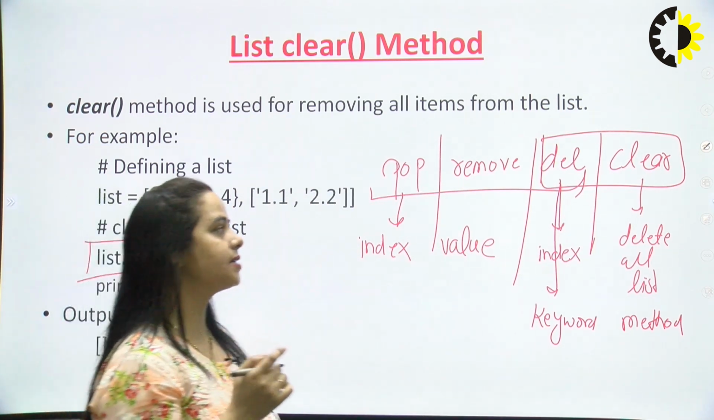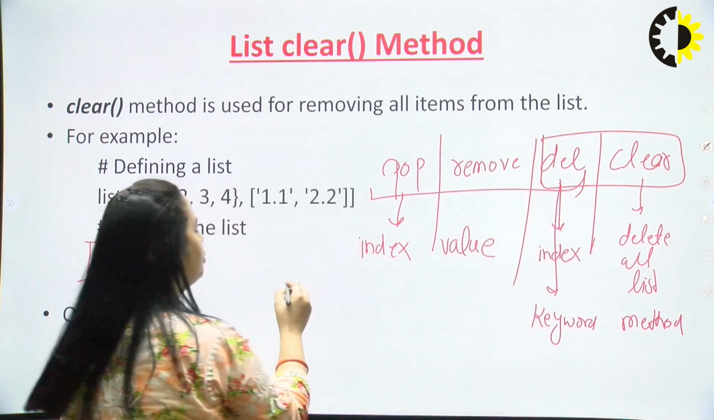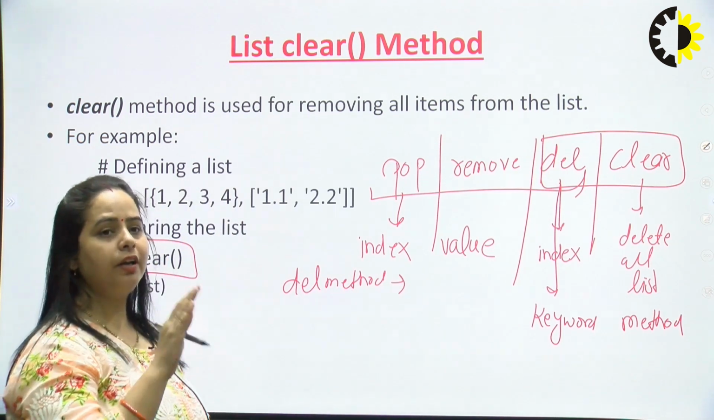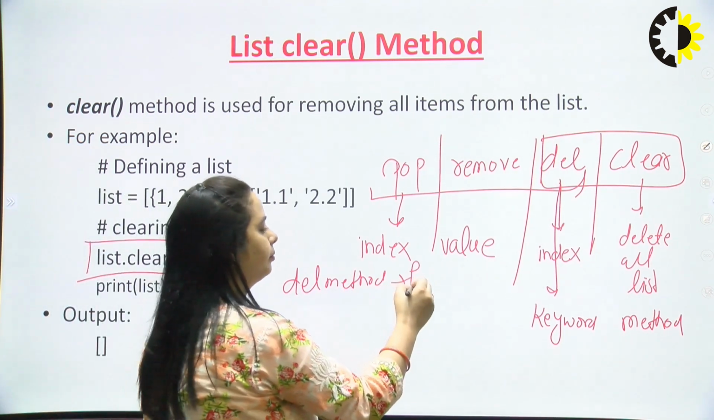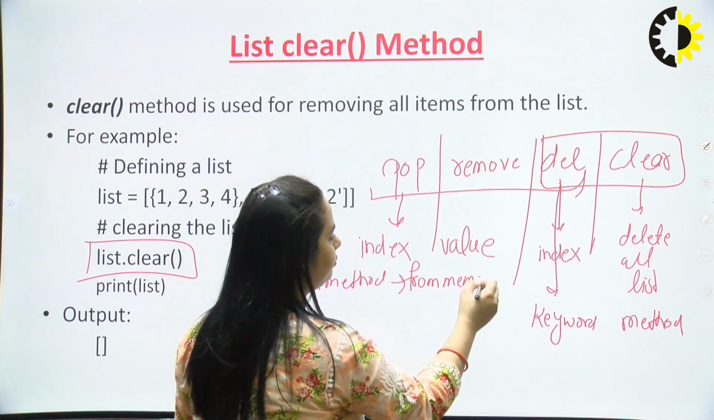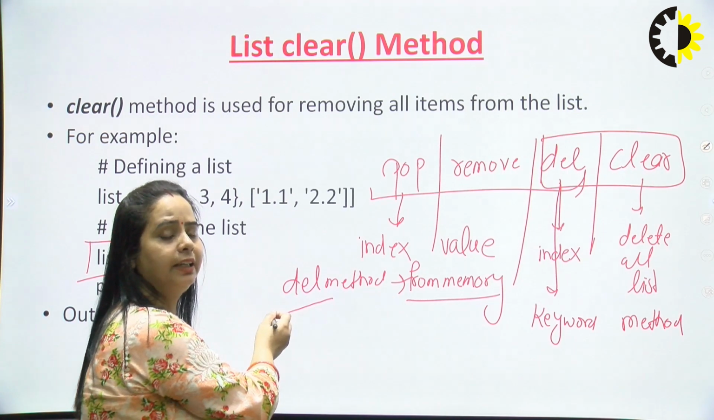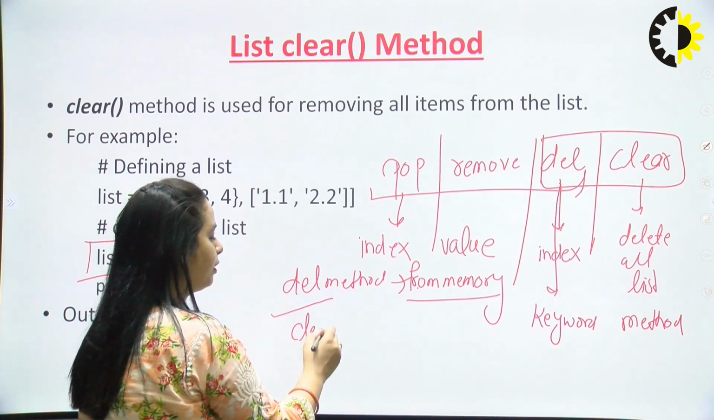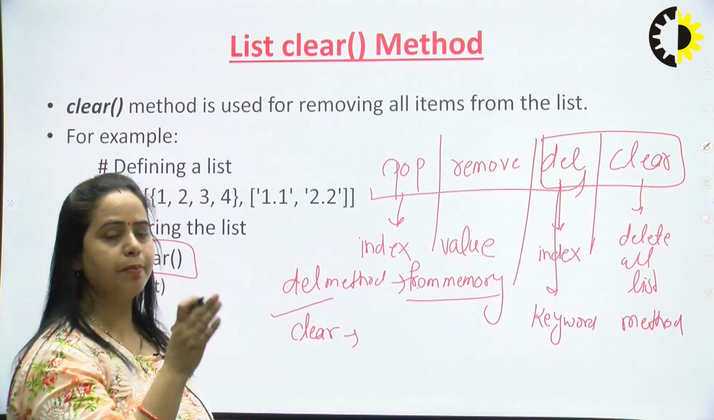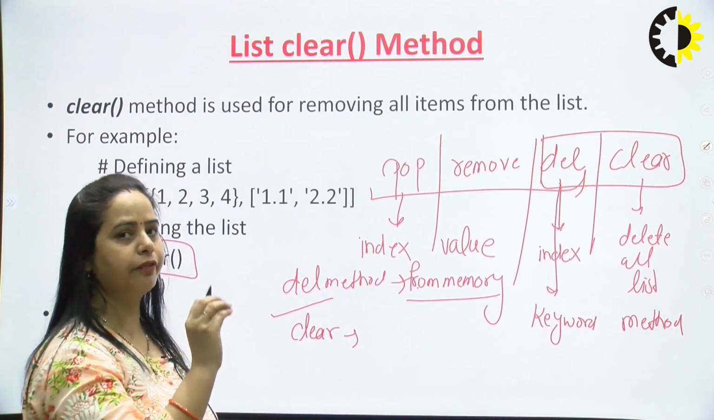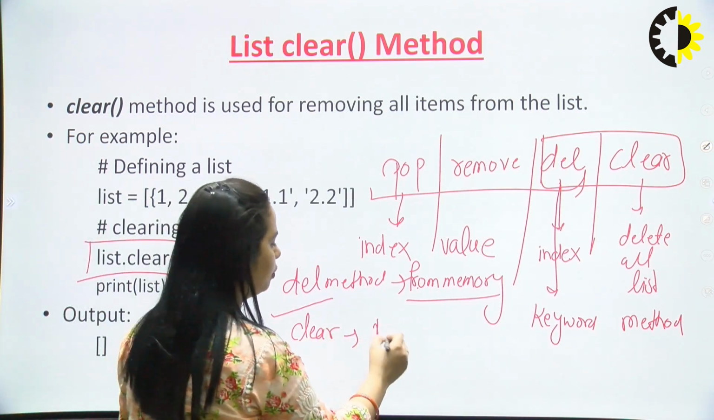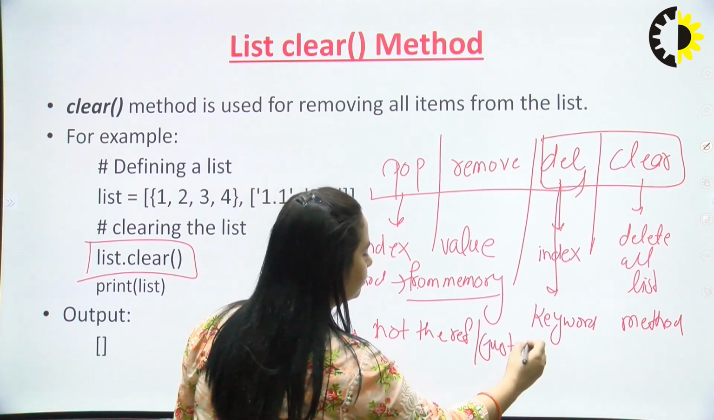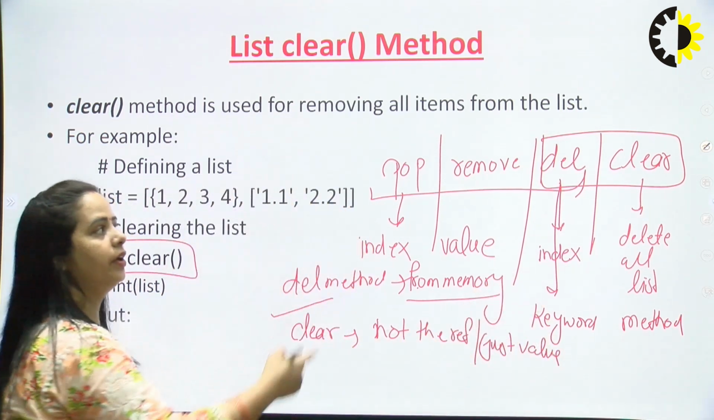And now the major difference between del and clear: if I am using del to remove a list, it will remove our list from memory. With the help of del, we can delete the reference of the object from memory. But with the help of the clear method, we are just deleting the values, not the reference of the list. Not the reference, just the values. So these are the differences between these 4.